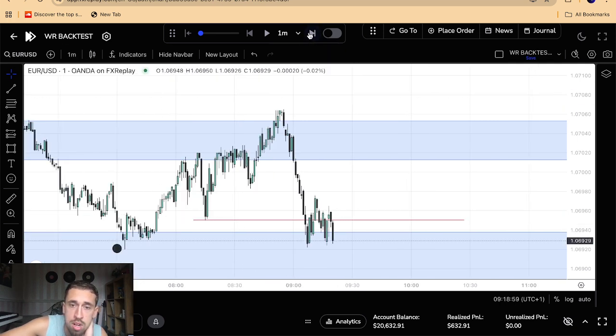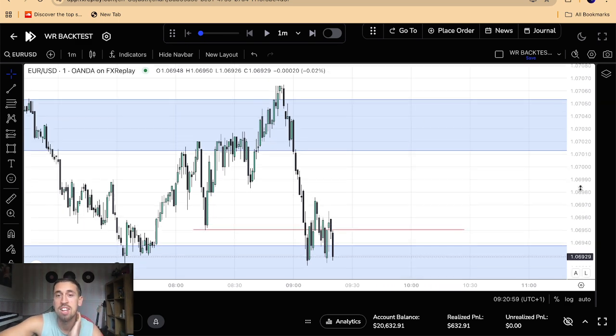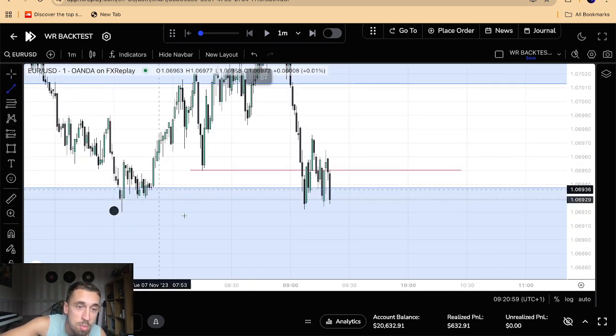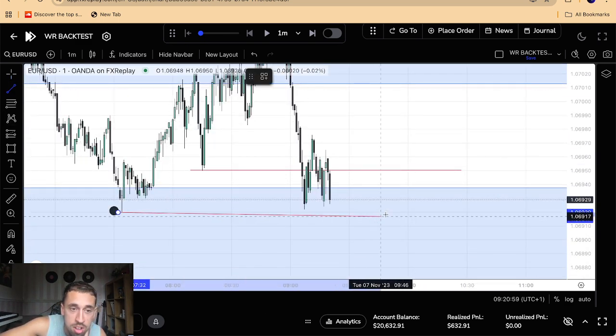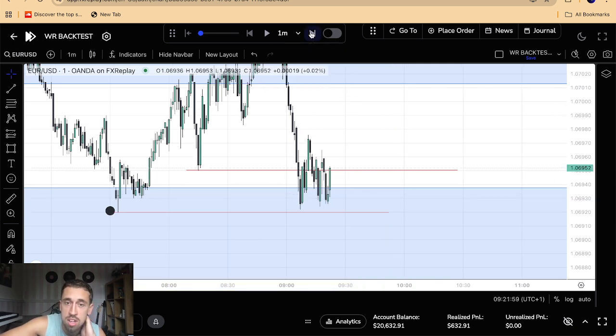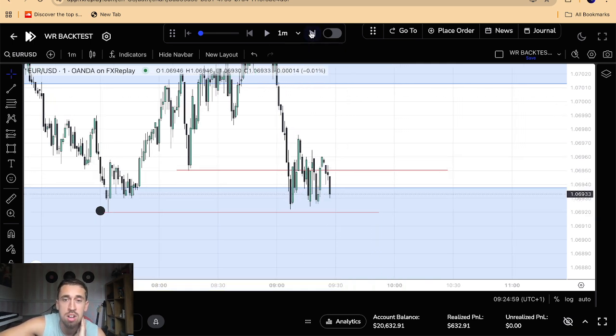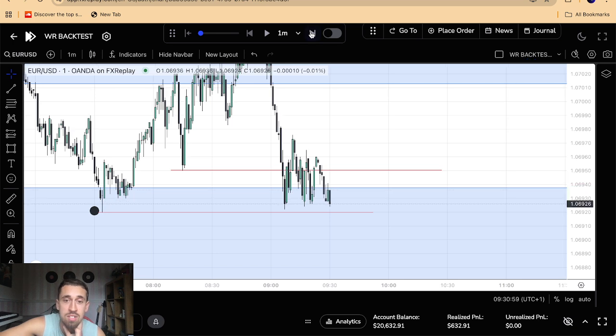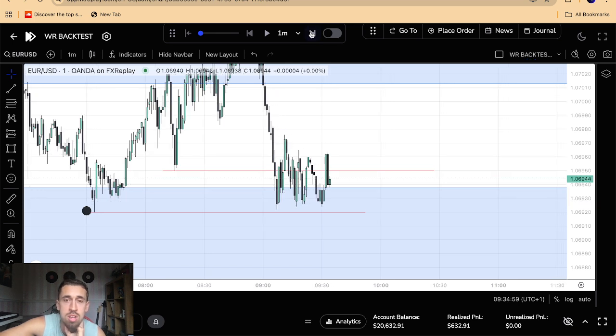Looks like we're accumulating again. This, okay, I changed my mind now. If this comes and snatches this low after accumulating like that, then I will still take it. I kind of want it to do that now. I think it will. Will it?